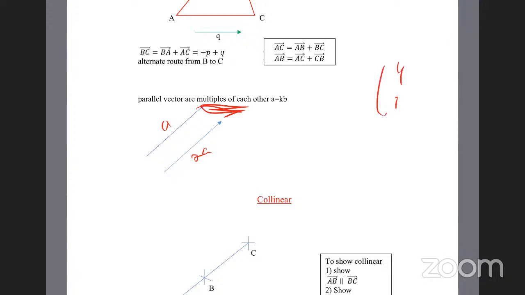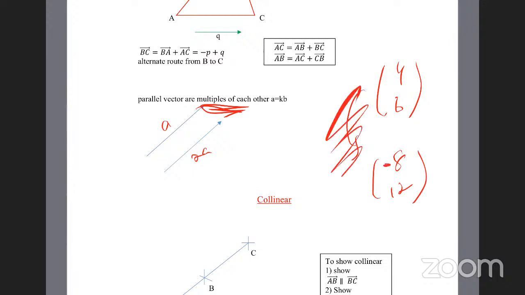Suppose I give you 4, 6, and I give you 8, 12. Are they multiples of each other? Yep. So yes, those two vectors are parallel. Suppose I were to change it to a minus sign here. Are they parallel? Are they multiples of each other? No. Right? So they are not parallel.